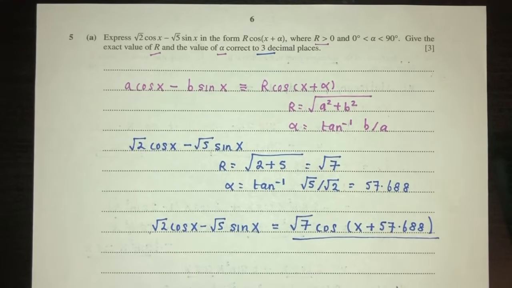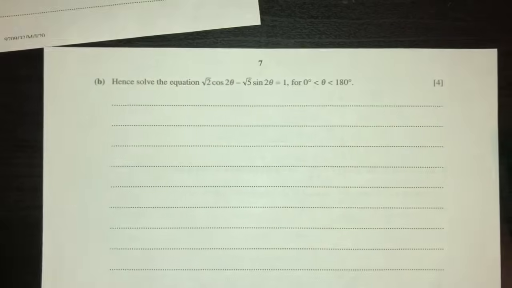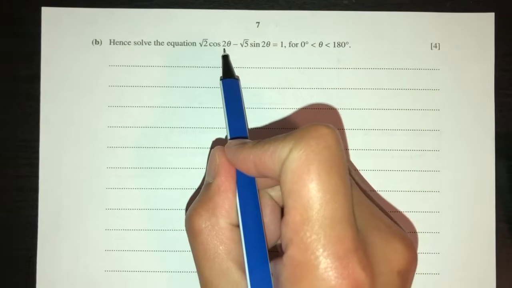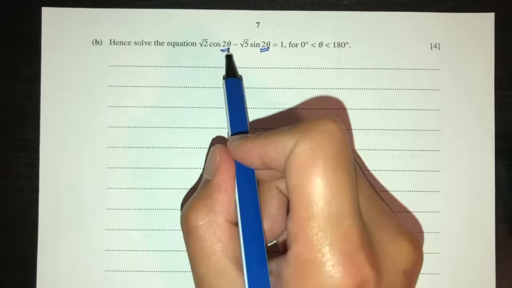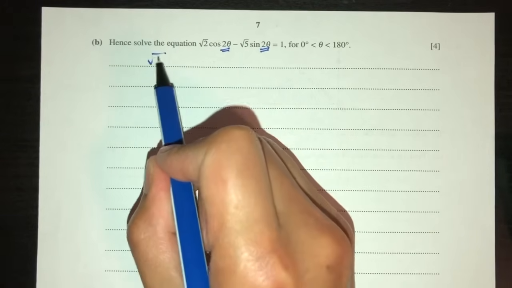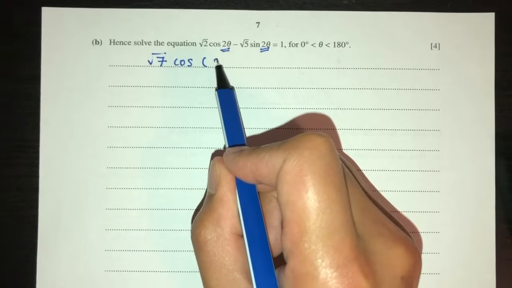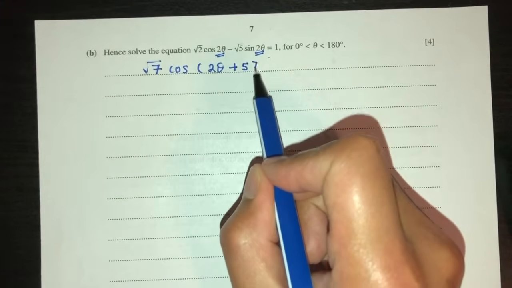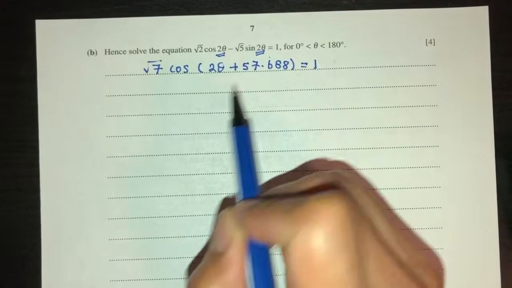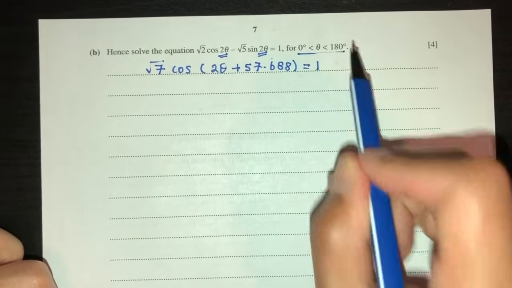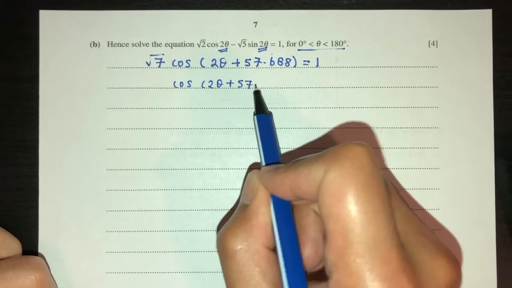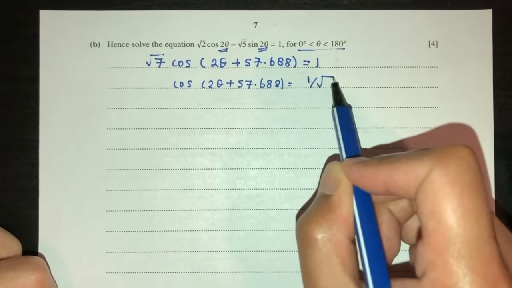Now let's move on to part B. It says to hence solve the equation. So how would you solve this equation? The only difference from the first part is that here we have 2 pi instead of x. So same thing, we just have to replace x by 2 pi. So basically this is equal to root 7 cos of 2 pi plus 57.688 equal to 1. So we have to solve between 0 to 180. As always, make cos the subject of the formula. You will have 1 divided by root 7.